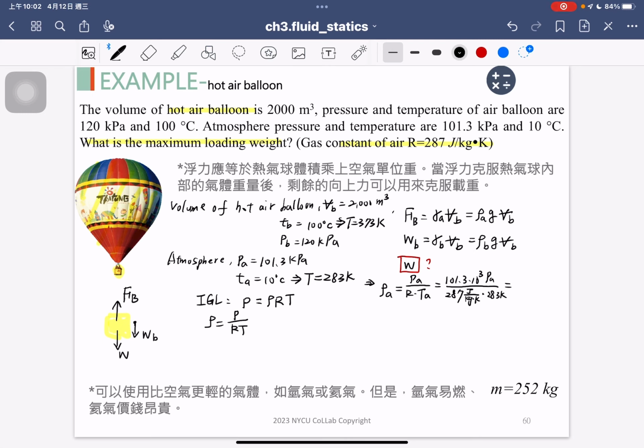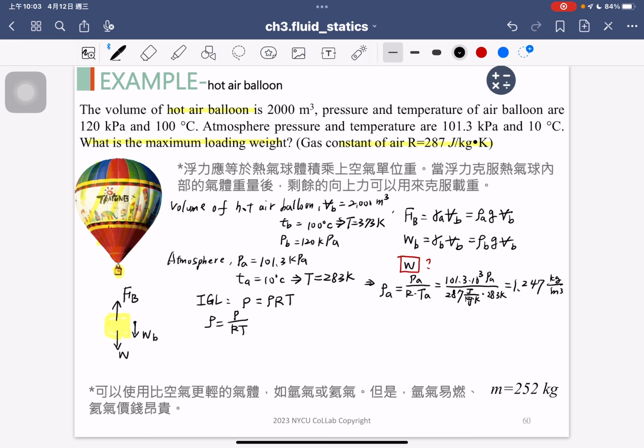Okay, so I check with my calculator, the number should be equal to 1.247, and the unit is kilogram per meter cubed, right?